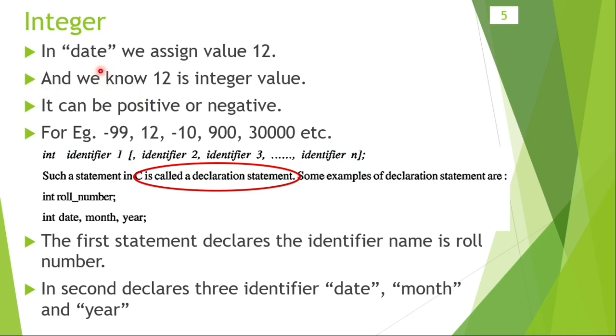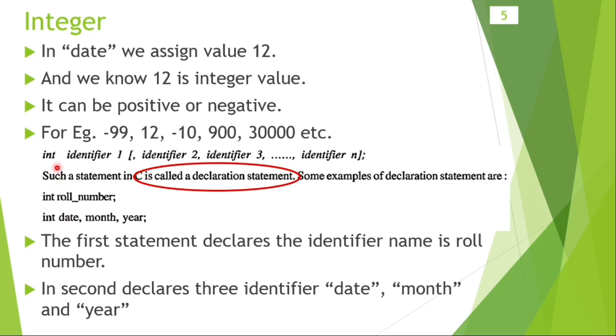Now, integer. The first data type is integer. In a date we assign the value 12. Suppose today is, I am recording this chapter on the 7th of September, so 07 is a date. And we know 12 is an integer value, very simple. It can be positive or negative. You learned in 6th standard that integers are positive, negative, and 0 also. For example, minus 99, 12, minus 10, 900, 30,000, etc.